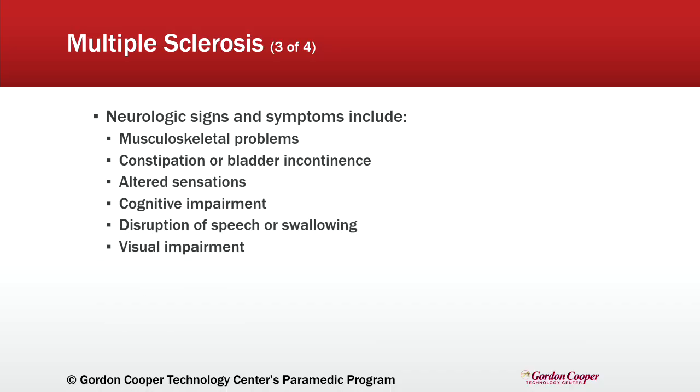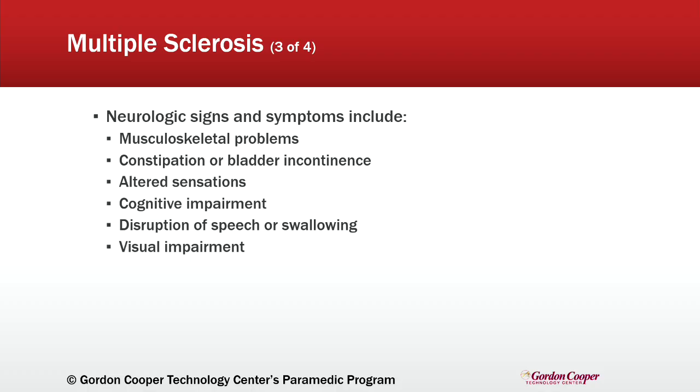Signs and symptoms affecting neurological function include musculoskeletal problems. Patients may experience clumsiness and ataxia. Of course, constipation and bladder incontinence can occur as well. Fatigue is very common. Extremities may feel heavy or weak. Altered sensations like dizziness or vertigo can happen. Numbness or tingling in the body is frequent.